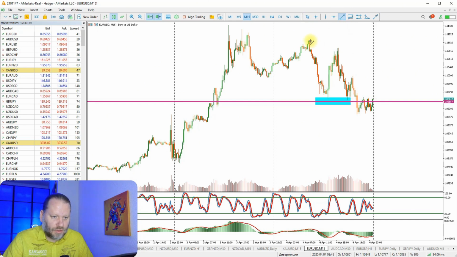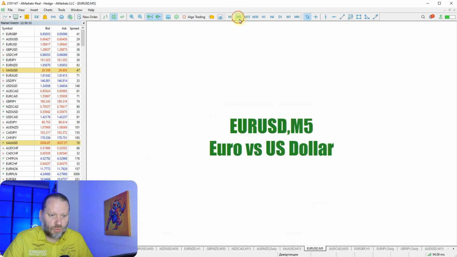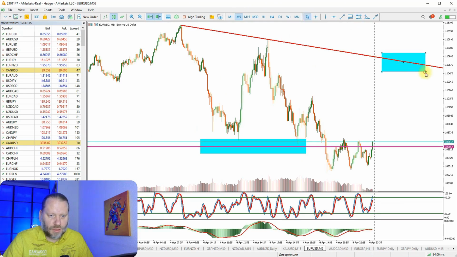Let me mark the nearest ones now. We have a resistance line right here at these levels. So as soon as the price reaches this line, and more likely than not, it might reach it, because for now, the euro dollar is in an uptrend, from which you can sell and profit from the decline. That's the overview for this week.